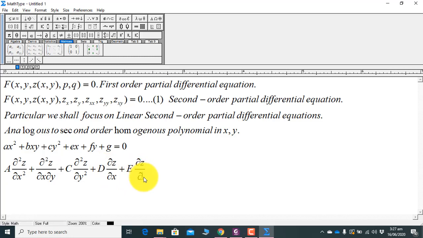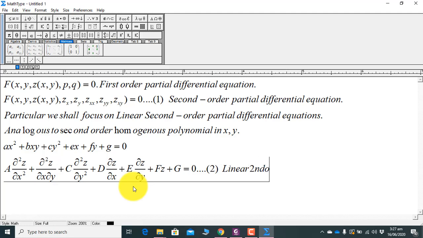okay. Now there will be some extra term because there will be one term with no derivatives. This will be a general function of z, but this is also given with respect to some constant, capital F z, plus G equal to 0. This is our required equation which will be studied now, and that equation is called a linear second order partial differential equation.